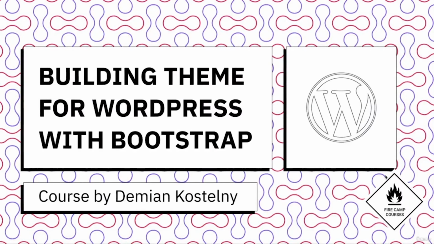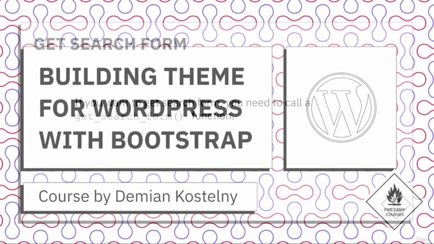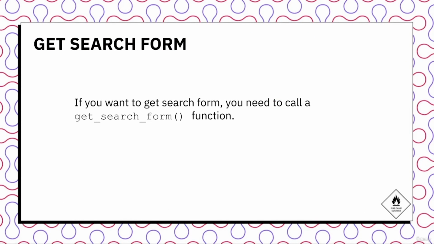Hi, and in this lesson I'm gonna show you how you can build a search page for your WordPress theme. So let's begin. And first, what I want to show you is a get_search_form function. This function is used to print the search form that is provided by WordPress. So now let's go to the index.php file and let's call this function.